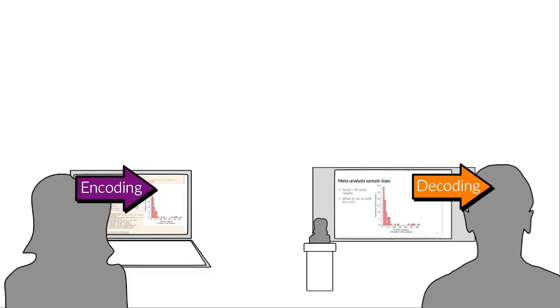The important division here is between encoding and decoding. Decoding happens when someone sees your figure and understands something about your data. Encoding happens when you write code to create the figure according to your plan.